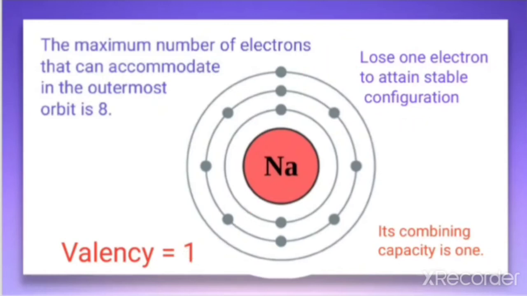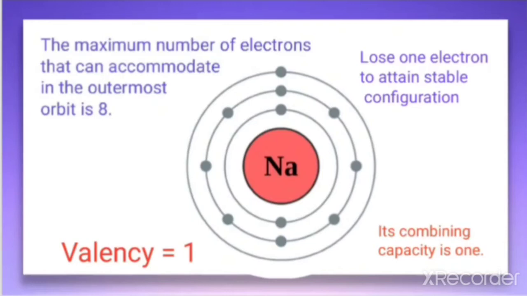So from here it is clear why sodium has a 1 positive charge. Because with the loss of 1 electron, it forms the stable configuration and it develops a 1 positive charge. 1 electron is lost, 1 positive charge is formed. So the valency is 1. So in the case of sodium, the valency is 1.